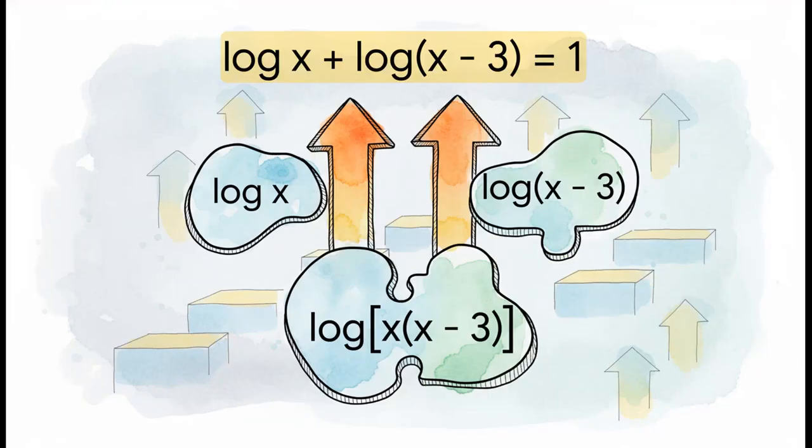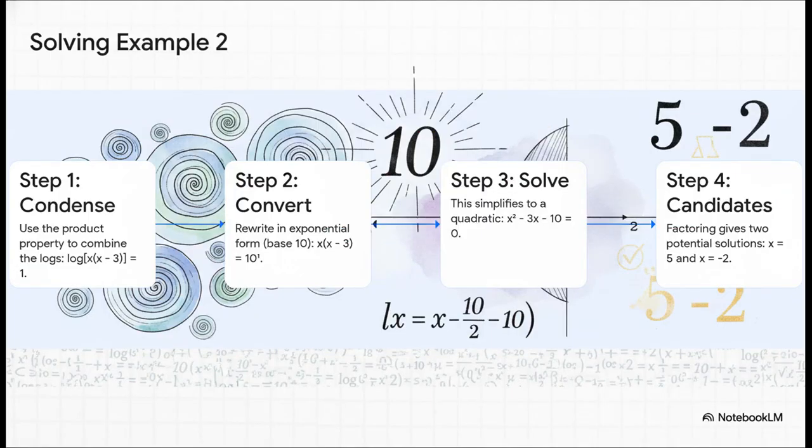Okay, time to level up a little bit. Now we have an equation with two separate logs. So what was our core strategy? Before we can even think about converting, we first have to condense these two down into one single logarithm. Step 1 is to condense.